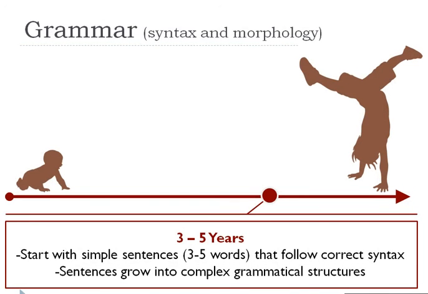Next, in about 3 to 5 years, children will start with simple sentences of 3 to 5 words that follow correct syntax. They follow the rules of your standard sentence. And those sentences grow towards the 5-year mark into complex grammatical structures. They add on those morphemes. They can change between case, they can change between voice, active and passive voice.